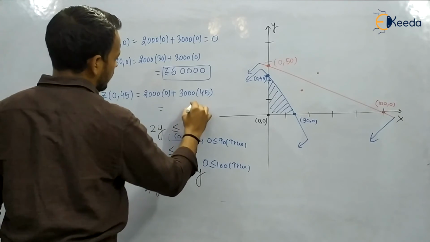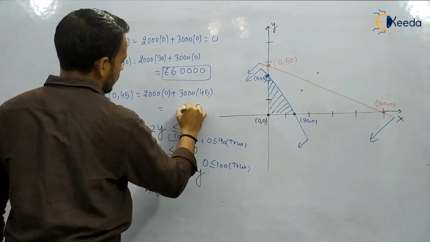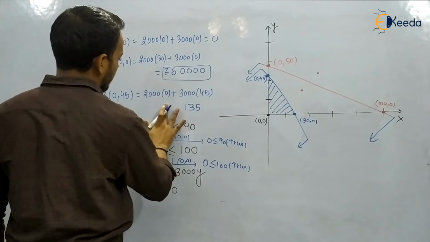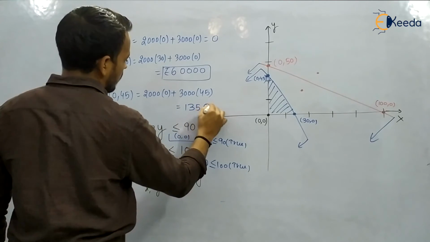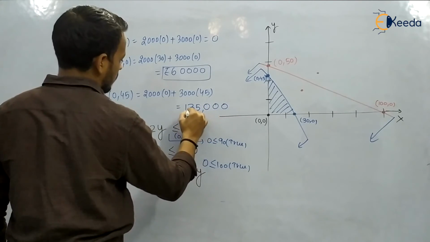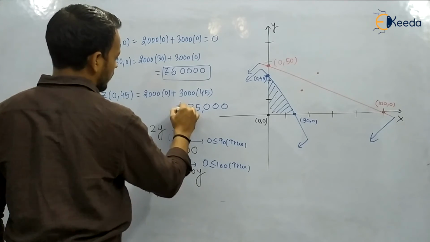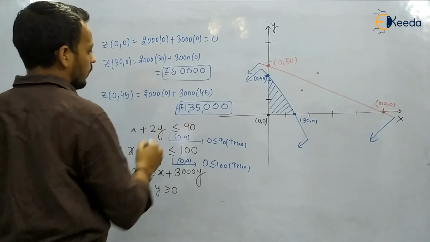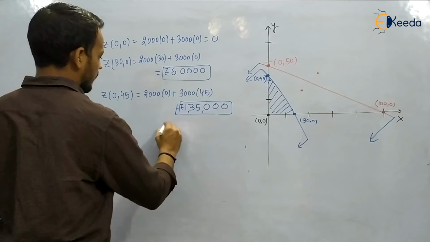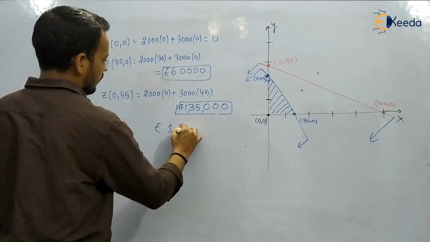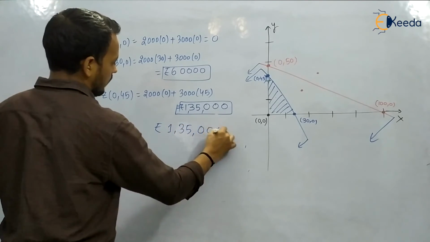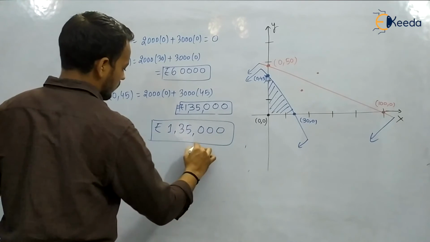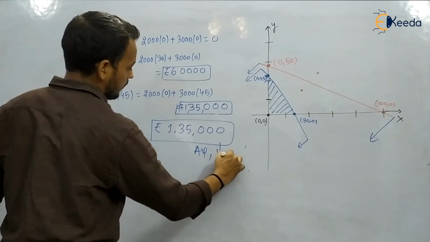So we will get rupees 1,35,000. Okay, this is the answer, rupees 135,000. This is our maximum profit.